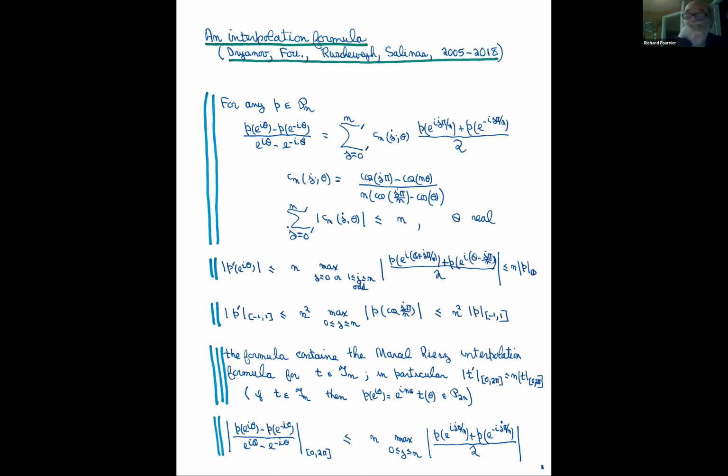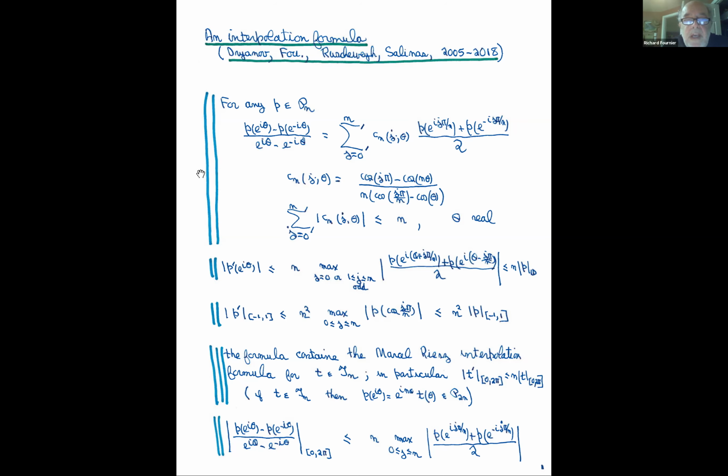So I will talk about an old, not so old, but a little bit old interpolation formula I worked on for many, many years with many collaborators: Dimitar Drianov, who's in Montreal now, Stefan Rouchavay, who is in Evans, and Luis Salinas also. We worked on this for a dozen years, on various things we did with that. So the interpolation formula is what you see there.